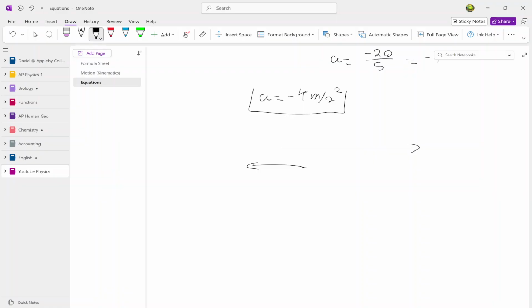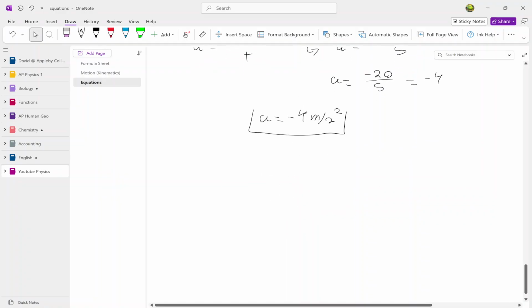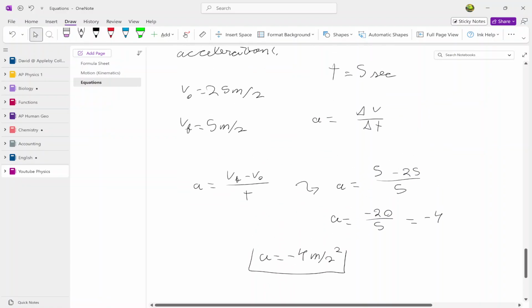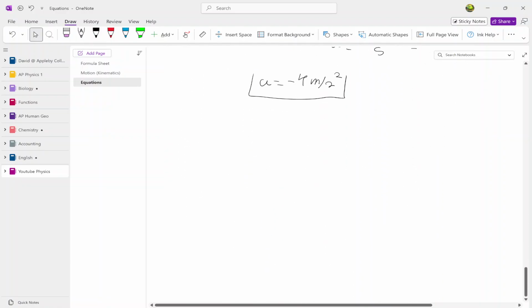So that means the car is going to slow down because the acceleration is going in the negative direction. And therefore, this change will result in slowing it down until it ends up at 0.